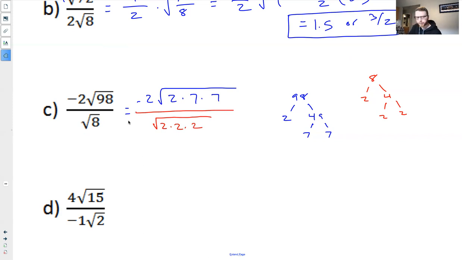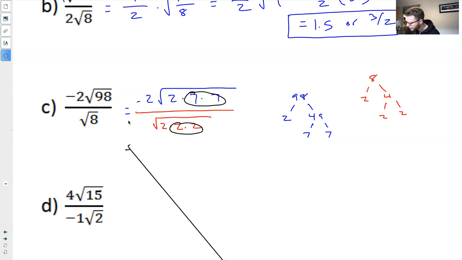Okay, again, we are looking for pairs here. Right, that is not one. Our 7s are a pair, and we have a pair in the denominator, our 2s, right? So let's go ahead and take out the 7 and the 2. So negative 2 times 7 is negative 14.